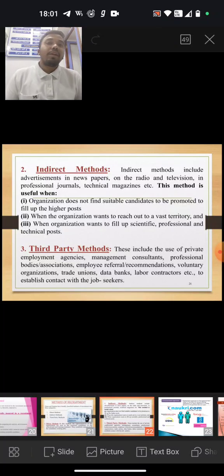Third one is third party method. This includes use of private employment agencies, management consultants, professional bodies, associations, employee referral, recommendation, voluntary organizations, trade unions, data banks, labor contractors, etc. to establish contact with job seekers. For example, employment agencies in India: Naukri.com, Shine, Recruitment.